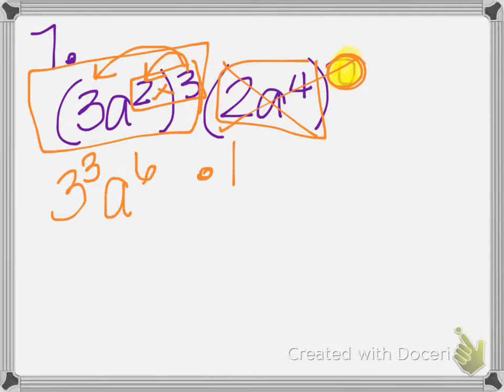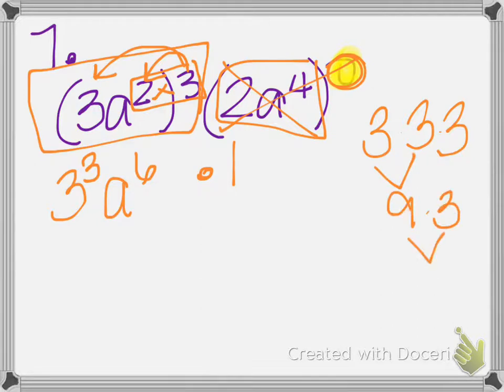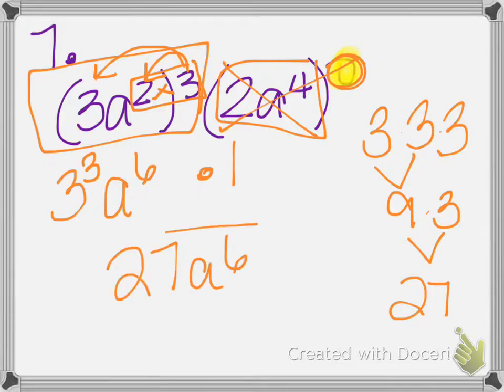To get my final answer, I need to figure out what 3 to the third is. I cannot tell you how many of you guys wrote that 3 to the third power was 9. 3 to the third is like 3 times 3 times 3, which is 9 times 3, which is 27. So my final answer here should have been 27a to the 6th.